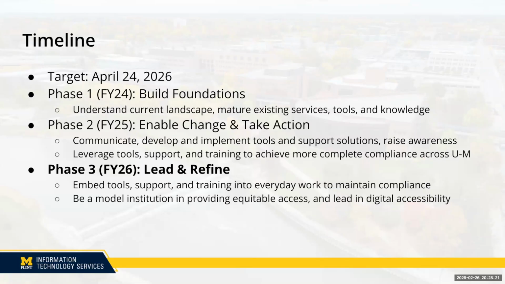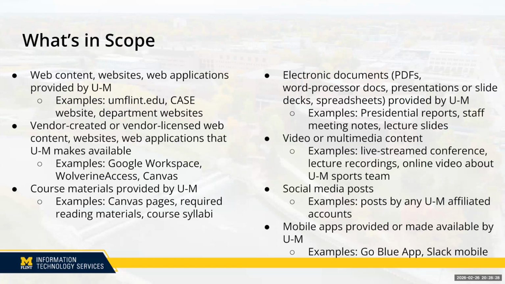Accessibility best practices are going to apply to almost everything digital at the university, including websites, vendor tools like Canvas or Google, course materials, documents, videos, social media posts, and mobile apps. If the university provides it, accessibility will apply to it.